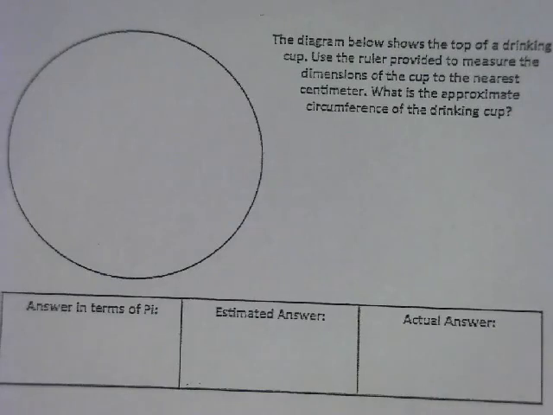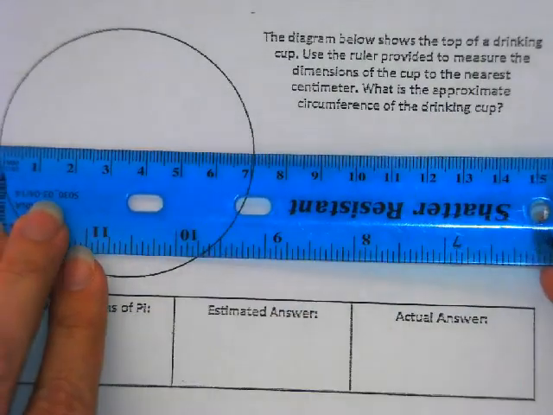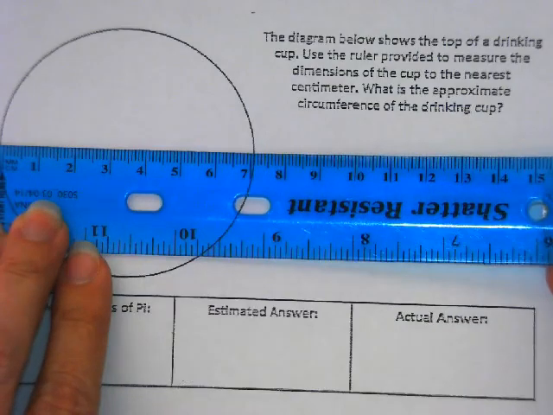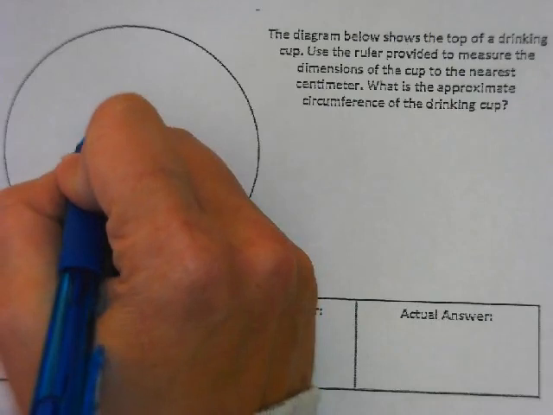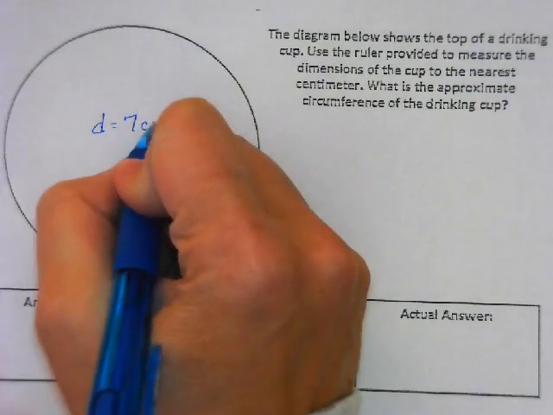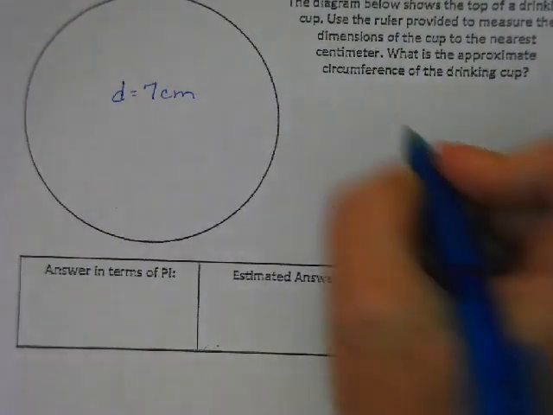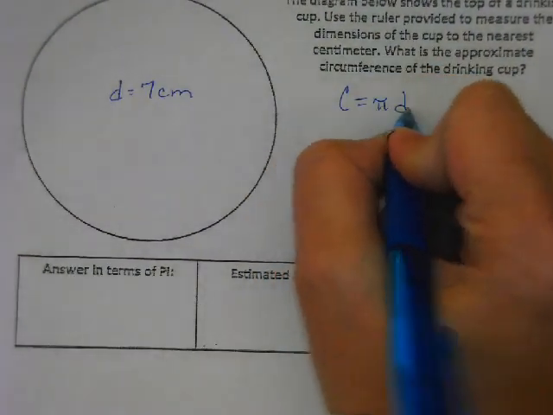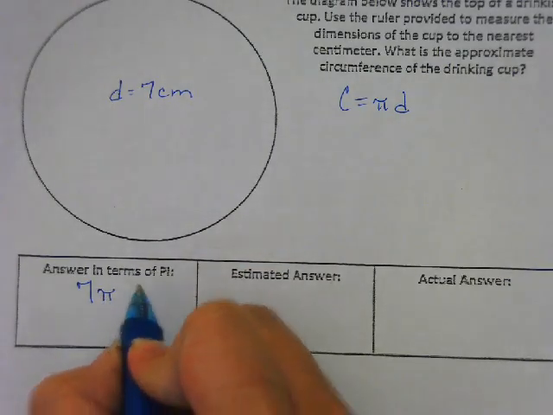You did have to do some measuring. Did you make sure that you were measuring in centimeters? So it said measure. Now they didn't give us the center, so we're just kind of estimating. Did you get about 7? All right, and that was your diameter or your radius? Diameter is about 7 centimeters. So what is our answer in terms of pi? Remember our formula is pi times d. So we get what? 7 pi centimeters.